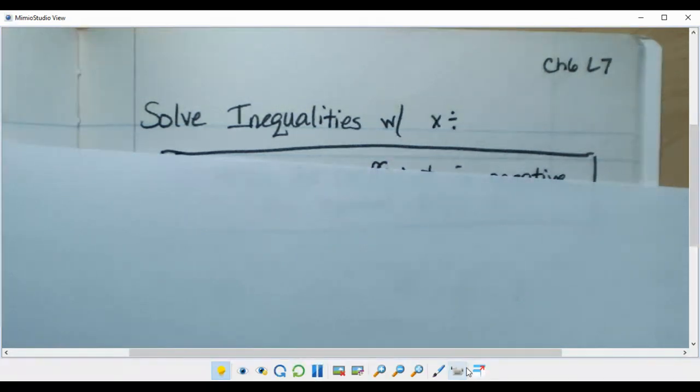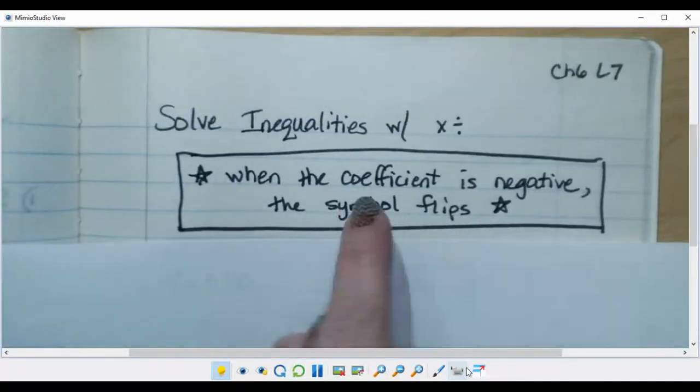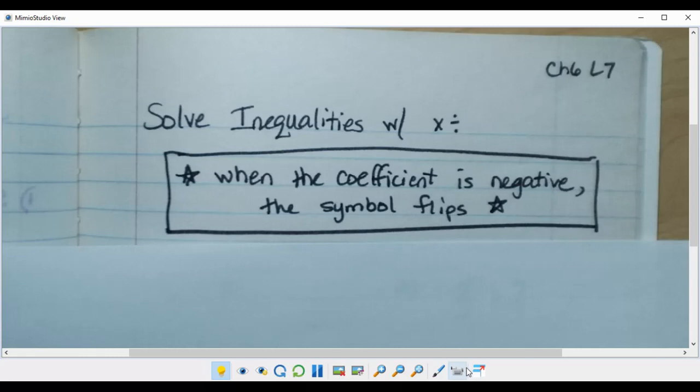However, when there's a negative involved, it's a little tiny detail that makes a huge difference. I've summed it up by saying when the coefficient is negative, the symbol flips. And I'll show you examples of what I mean by that in a minute. I use this word coefficient kind of loosely because in some cases it's not going to look like a coefficient, even though it sort of kind of is. But when the number with the letter is negative, not just that there's a negative in the problem, but the number with the letter is negative, you have to do something different.